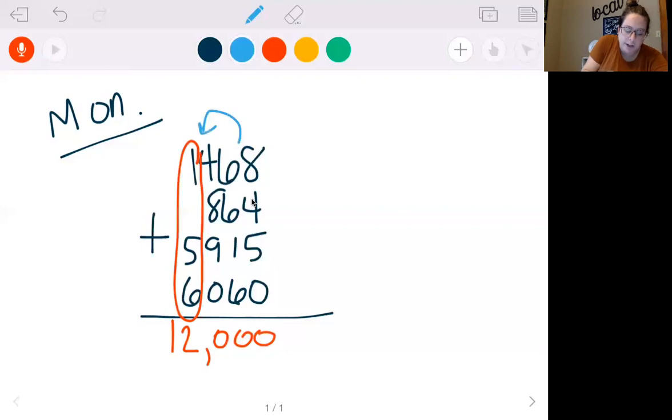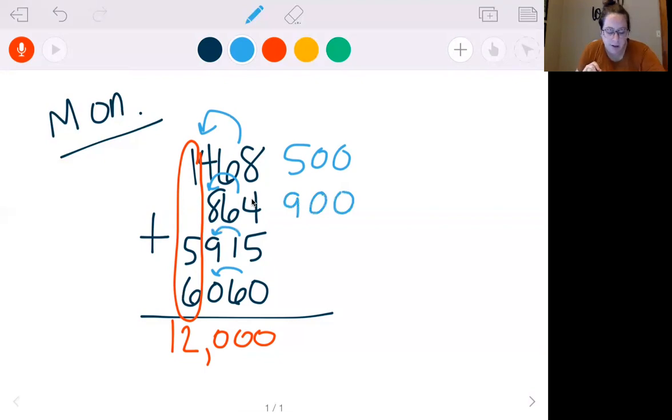So remember, look for your biggest digit, and then you're going to look at the number next to it to round. So in 468, the 6 makes the 4 go up to a 5, and we get about 500. In 864, the 6 makes the 8 go to a 9, so it's about 900. In 915, the 1 makes the 9 stay the same, so it's about 900. And then look at 60. My biggest place is this 0. This 6 will make that 0 go to a 1, so we get about 100, okay?